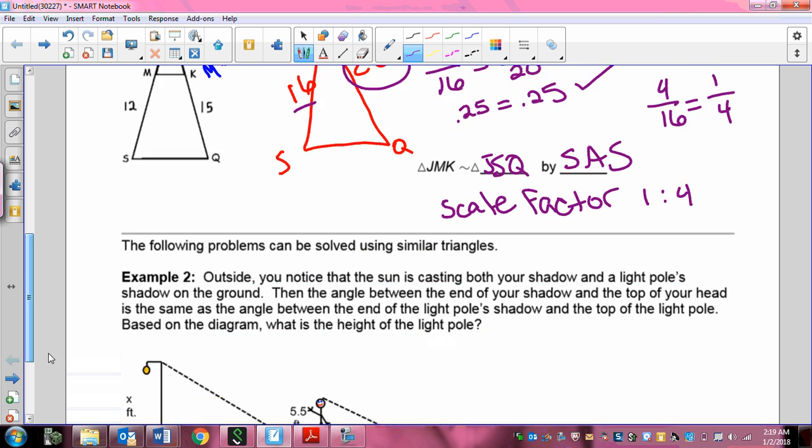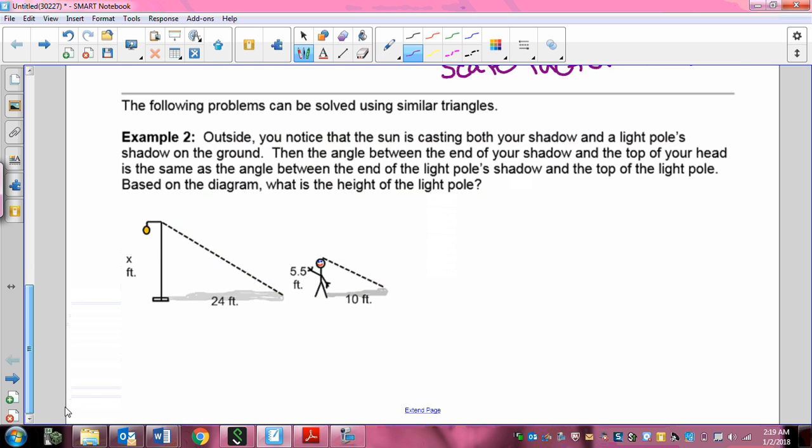The following problems can be solved using similar triangles. Outside, you notice that the sun is casting both your shadow and a light pole shadow on the ground. Then the angle between the end of your shadow and top of your head is the same as the angle between the end of the light pole shadow and the top of the light pole. Based on the diagram, what is the height of the light pole?